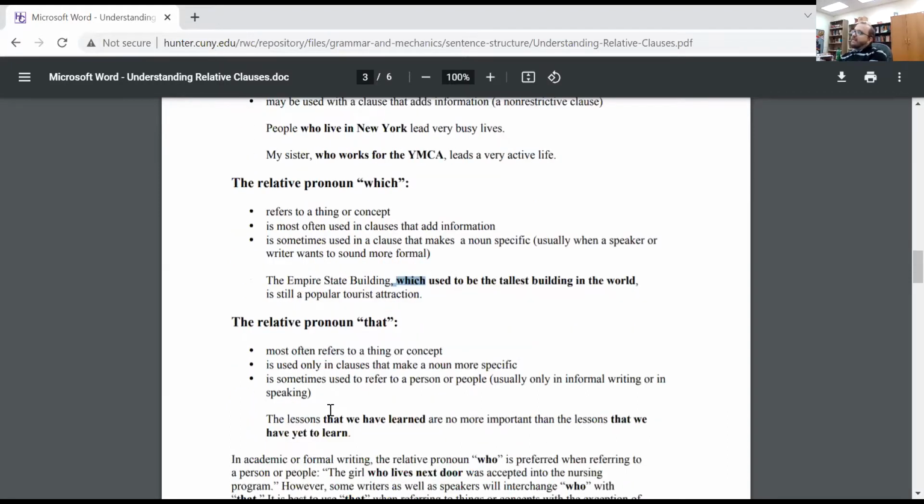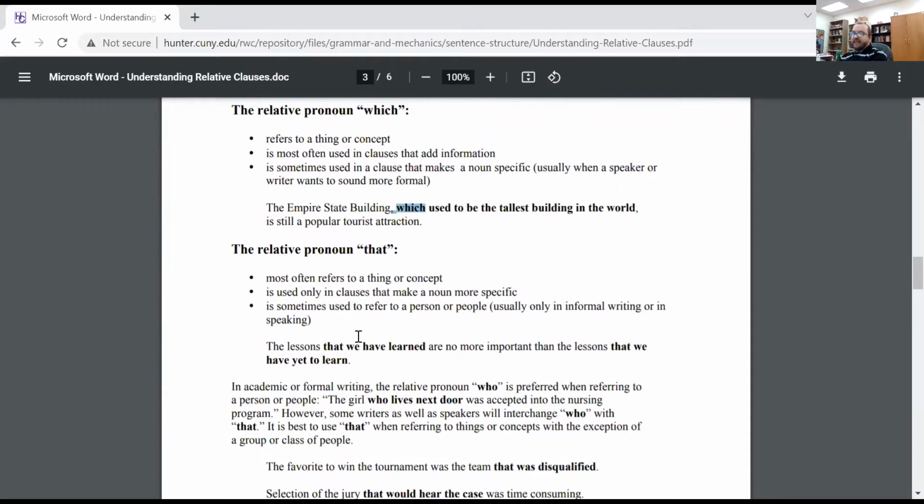You use that when it's a phrase that is important to the meaning of the sentence. The lessons that we have learned are no more important than the lessons that we have yet to learn. So if you take this clause out, the sentence says the lessons are no more important than the lessons. Again, that doesn't make sense. This is extra information that's necessary to understanding the meaning of the sentence. So in this case, you use that here because it's simply not information you omit.